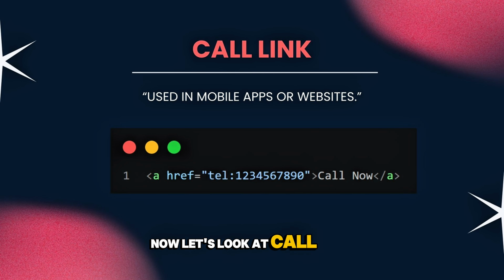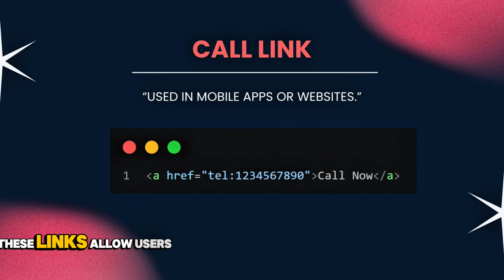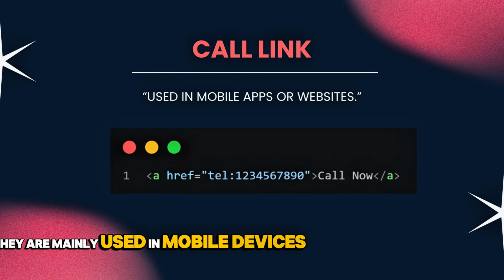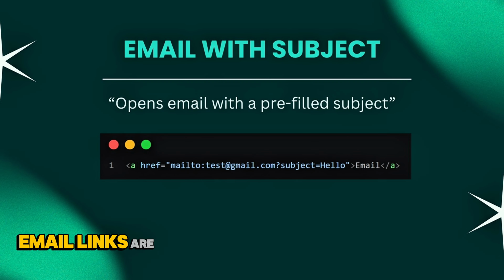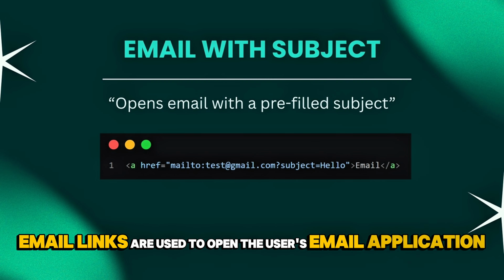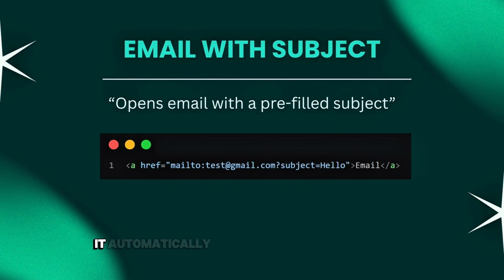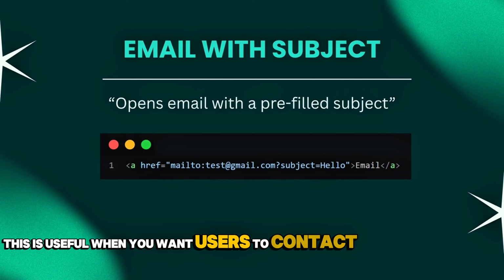Now let's look at call links. These links allow users to directly make a phone call when clicked. They are mainly used in mobile devices and business websites. This makes it very easy for users to contact you instantly. Email links are used to open the user's email application. When the user clicks the link, it automatically opens a new email draft. This is useful when you want users to contact you through email.